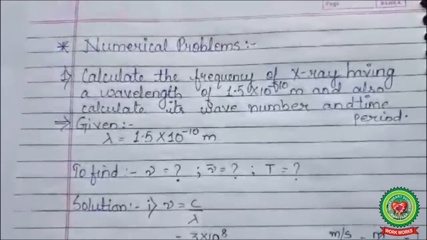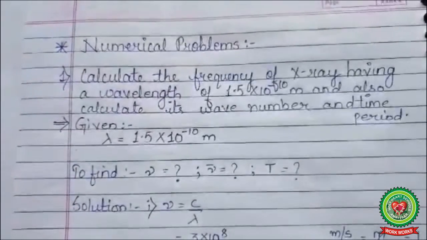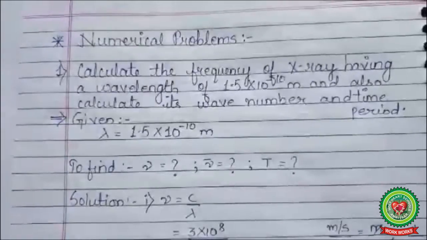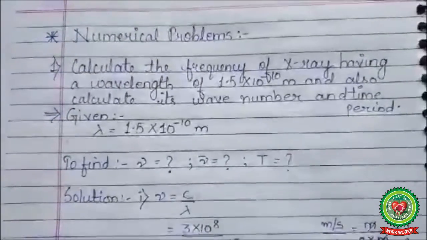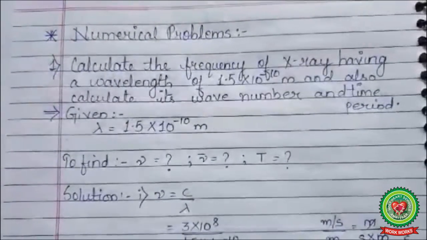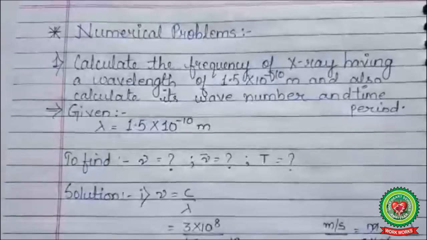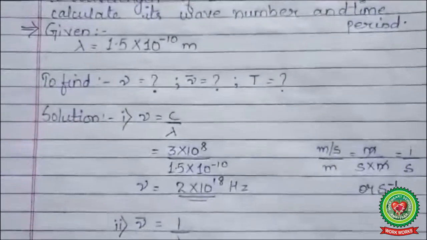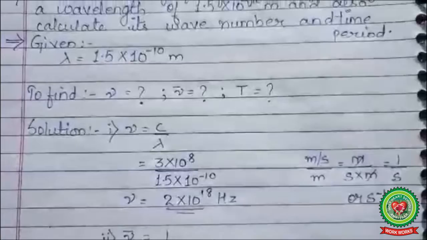Given here is lambda, that is wavelength. We will first write that it is 1.5 × 10^-10 meter, to find frequency, wave number and time period. So these are our objectives that we need to calculate. First one, we will start with frequency. The formula of frequency is c by lambda.